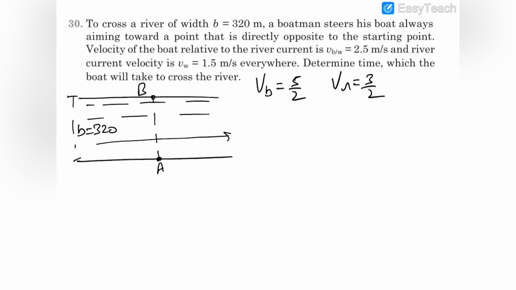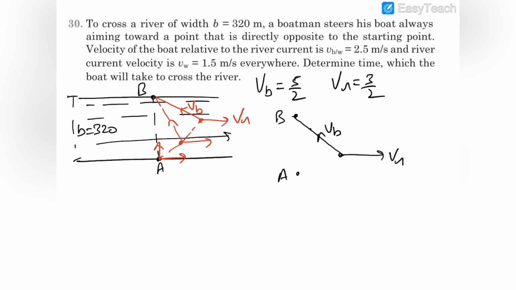Now its motion would be like this: initially it would move in this direction and then the river will drift it slightly. At this point it will still move towards B and the river will drift it slightly. After some point it will again be moving towards B and the river will drift it in this direction. So let us draw a scenario: this is B and this is A, and at this point the boat is moving towards B with velocity VB, and this is VR. This angle is, let's suppose, theta.